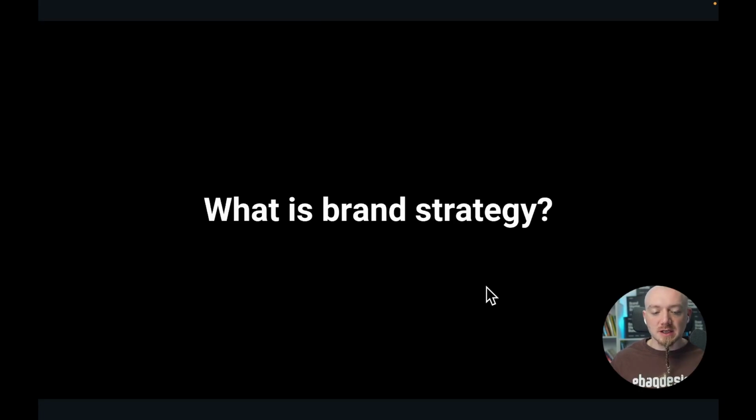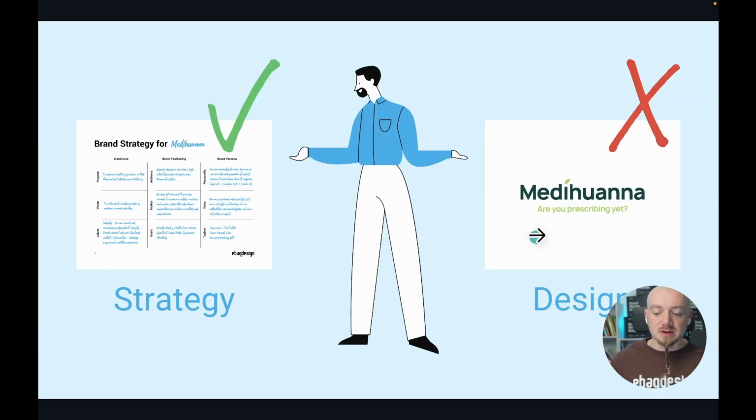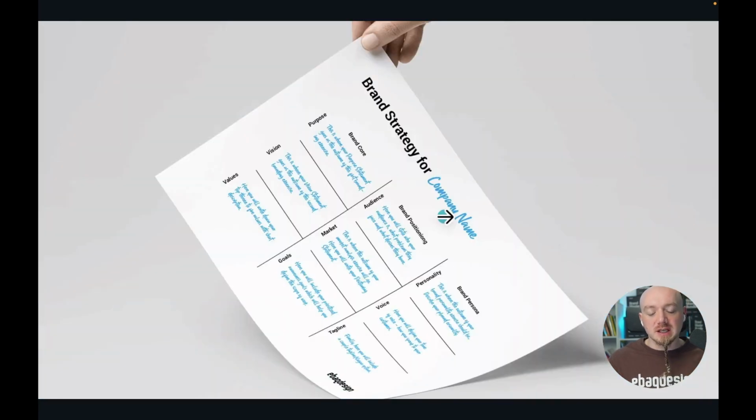But first, let's get on the same page and define what brand strategy actually is. It's a long-term plan for the development of a successful brand in order to achieve specific business goals. Now, your strategy is not the logo or tagline. That's an afterthought. First, you need to develop your strategy, and it could be just one page with those fundamental statements like brand purpose and so on. And then based on that, you design the visuals, you design the logo, you choose the colors, you create a tagline, so visual and verbal identity, right? And again, your strategy could be written on just one page.